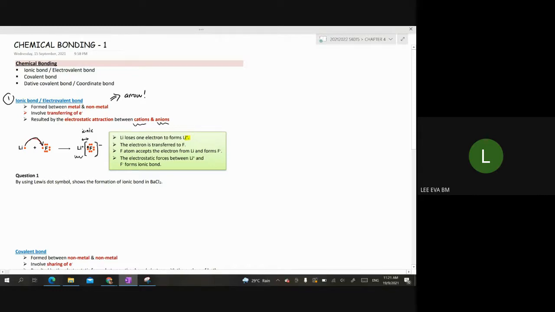Okay, and then this electron is then transferred to fluorine, accepted by fluorine. Okay, and then fluorine becoming F negative. And then you mention what bond is formed. So the electrostatic forces between our cation Li positive and F negative, the anion, forming the ionic bond. So must mention metal become what ion. Okay, the non-metal become what ion and what forces are in between them.